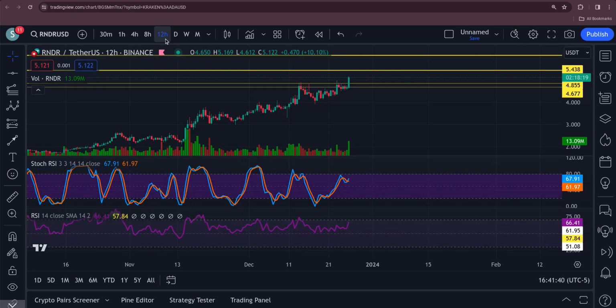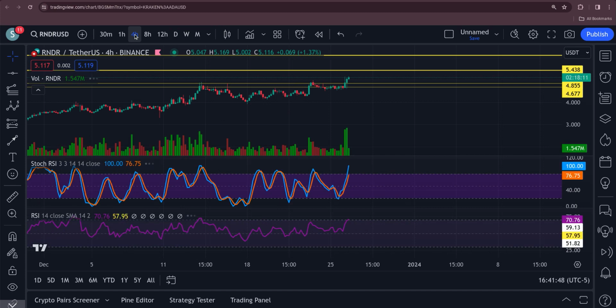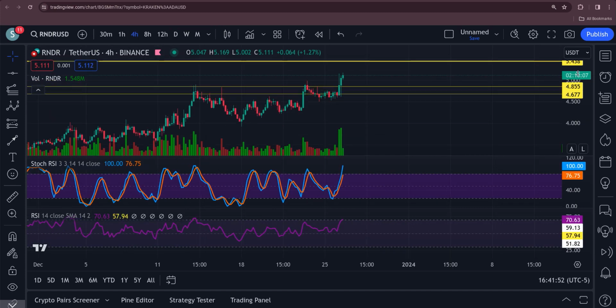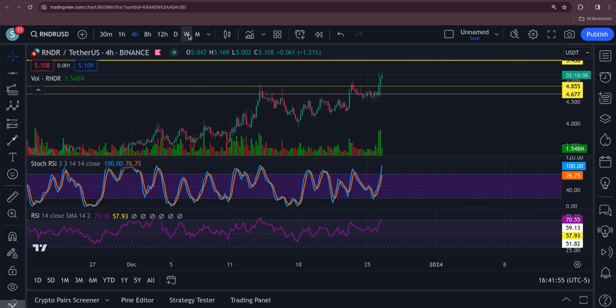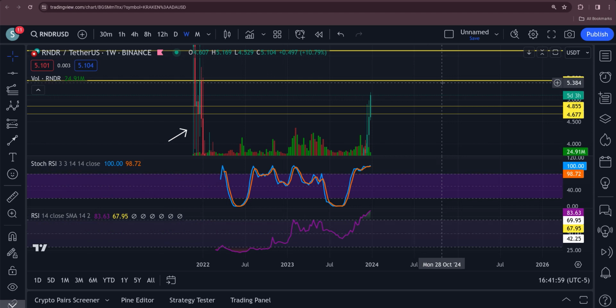The 12-hour still bullish, 67 and a 61. 8-hour bullish, 89 and a 75. And your 4-hour is still bullish at a 100 and a 76. All right, you got a major area of resistance coming up here. Now, see if we get to it around the $5.40 area.